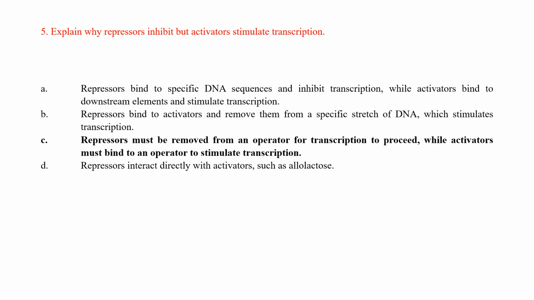The answer is C. Repressors must be removed from an operator for transcription to proceed, while activators must bind to an operator to stimulate transcription. So this is a classic example of the LAC operon in use in the early portion of chapter number 7, which talks about the removal of a repressor to allow the RNA polymerase to bind to the promoter and operator in order to actually transcribe the mRNA for the enzymes in question.